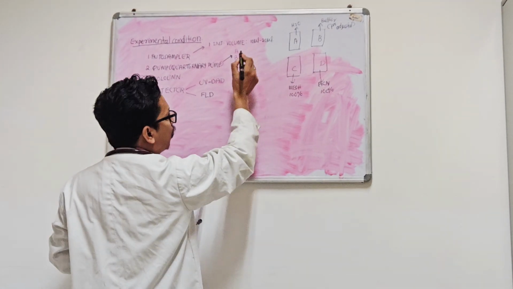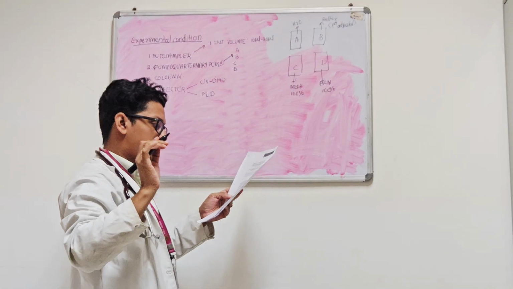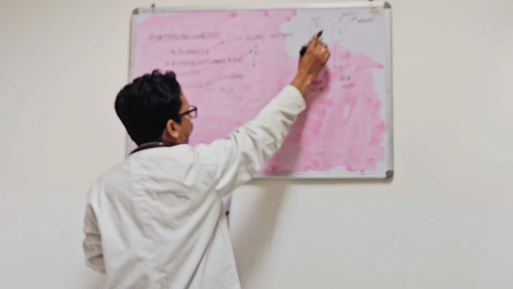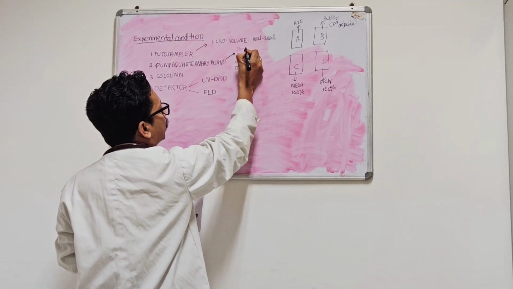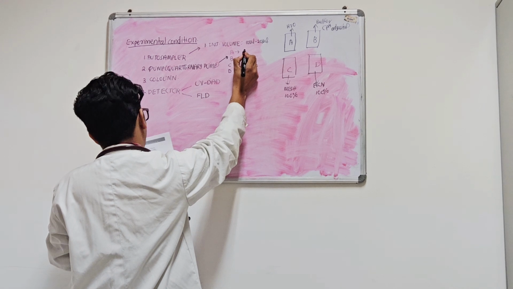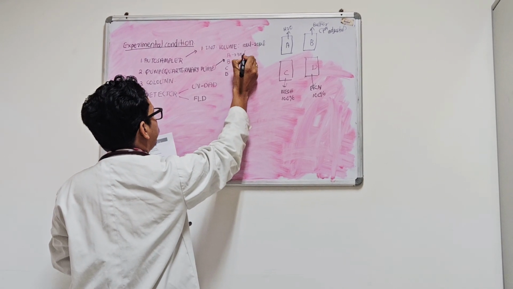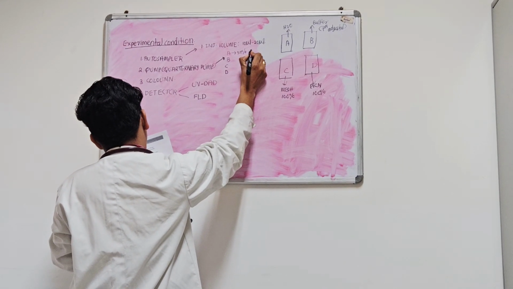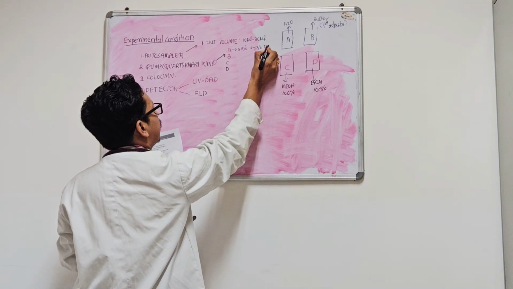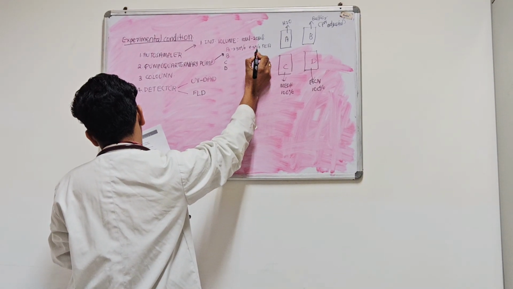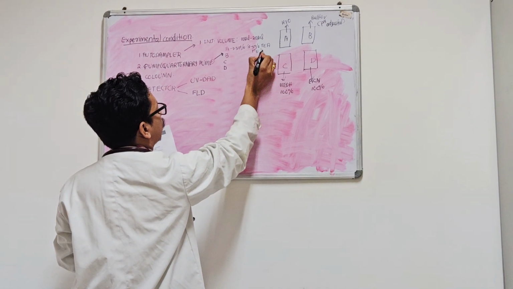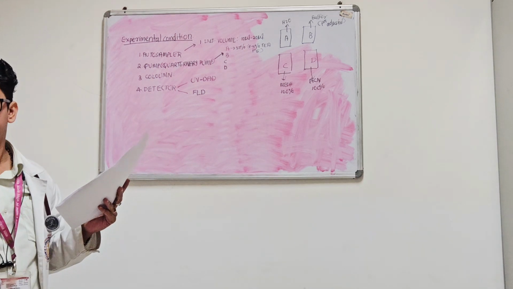So A is water. I will use A rather than B, and B I will keep blank. In A we will use almost 50% of 0.5% triethylamine solution, pH adjusted to 5. This solution we will take in A.